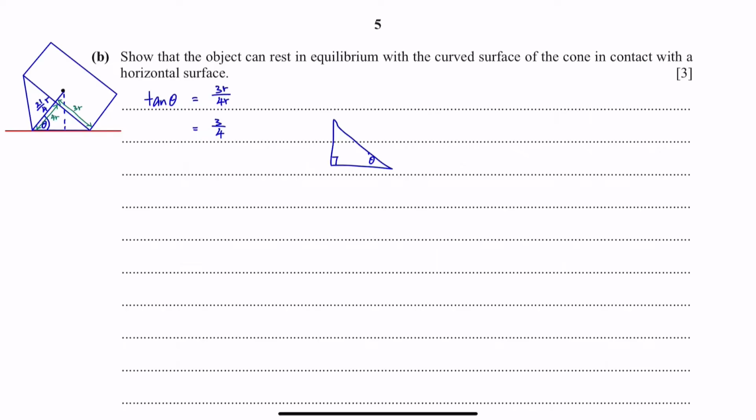Imagine this is our theta. So 3 over 4 is opposite over adjacent. This is the ratio. So the hypotenuse would be 5. So cos theta is 4 over 5.